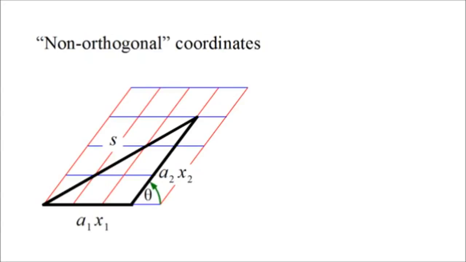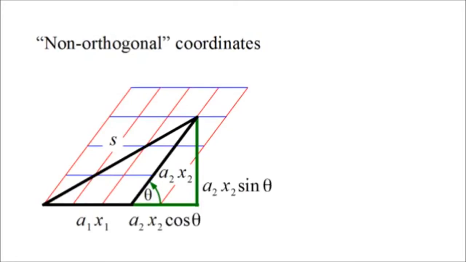Suppose the angle between the axes is theta, and we've used the scale factors a1 and a2 as before, so that the sides of the triangle are all measured in yards. The Pythagorean theorem only works for right triangles. So if theta is not 90 degrees, we have to make a right triangle with the green lines shown here. Now a2x2 is the hypotenuse of a right triangle, and we can use trigonometry to get the lengths of the green sides, a2x2 times the sine and cosine of theta.